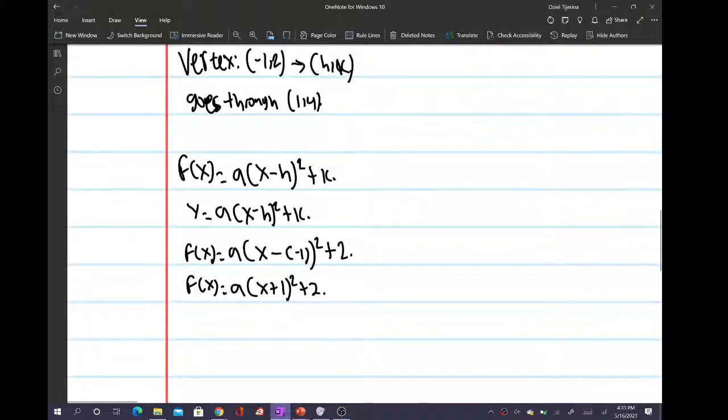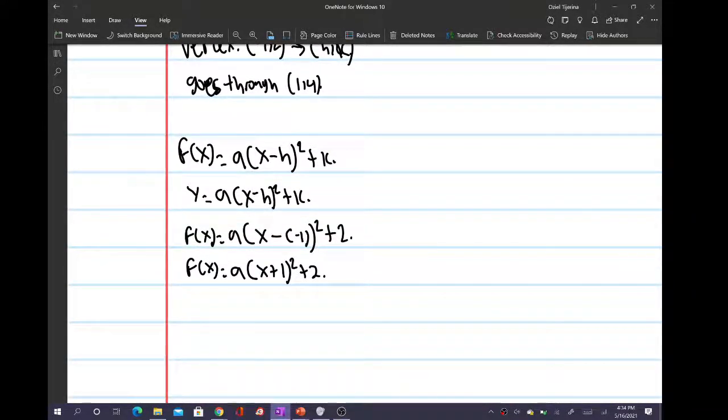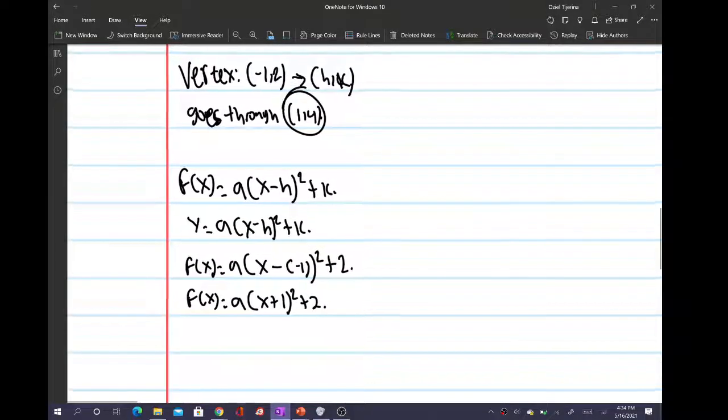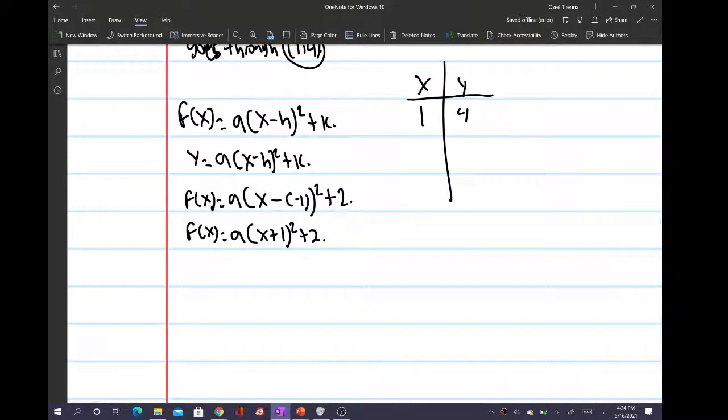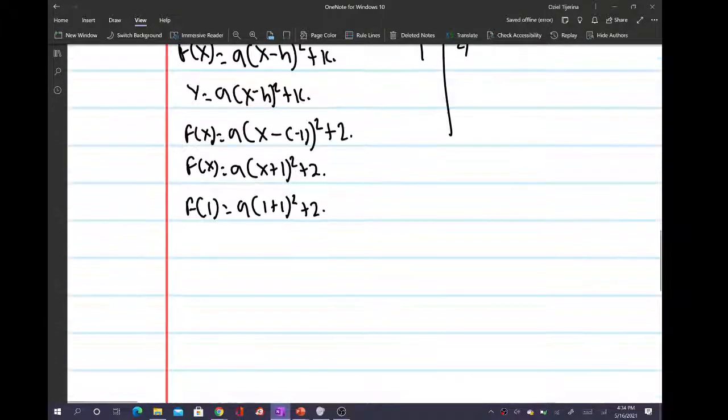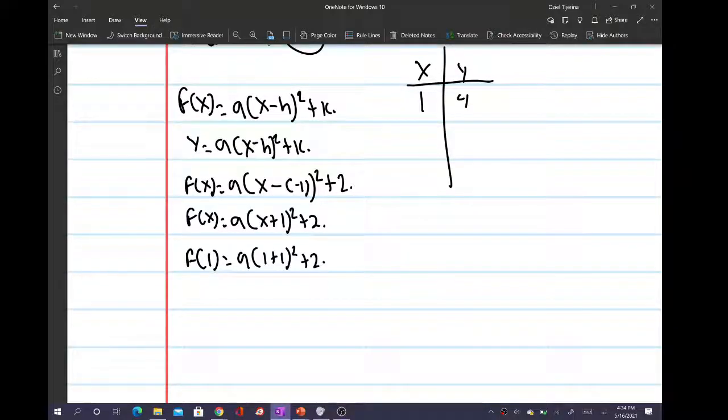So then they're giving us a point here. Our point is 1, 4, right? So x equals 1, y equals 4. So we can say f of 1 equals a times the quantity 1 plus 1 squared plus 2. And we know that f of 1 is 4 because when x equals 1, y equals 4.